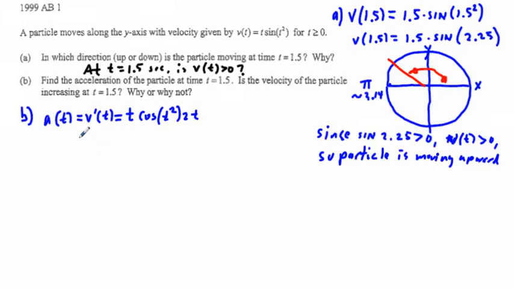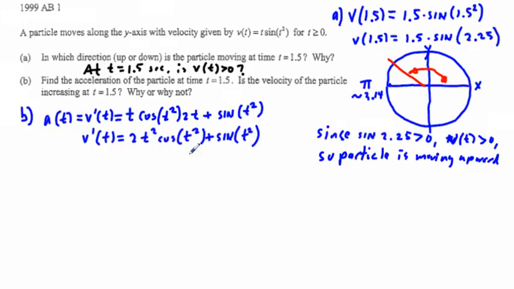And so v prime of t is equal to, and I forgot here, the second part: we have this velocity, this sine t squared times the derivative of t, which is 1. So v prime of t equals 2t squared cosine t squared plus sine of t squared.